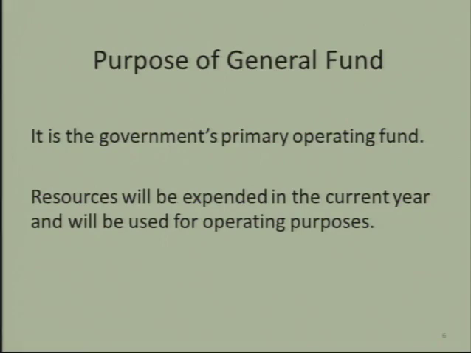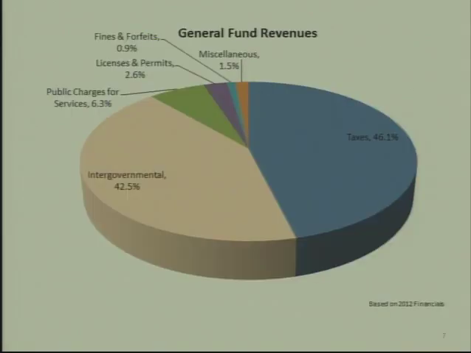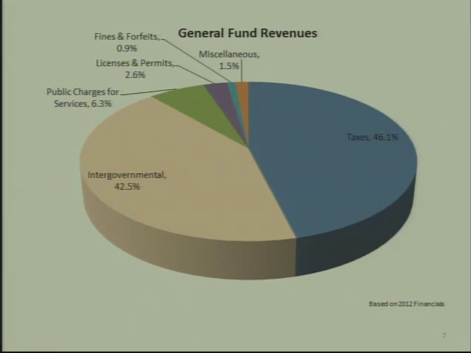The general fund is our primary operating fund, as you all know. Resources we expended in the current year will also be used for operating purposes to run the city. The next slide graphically shows where the revenue comes from for the general fund. As you can see, our tax base from the levy is 46%. Intergovernmental is 42.5%. Public charges for services is 6.3%, licenses and permits, fines and forfeitures, and there's a small percentage of miscellaneous. Jim? On the intergovernmental, is that just state funding? Yes. Okay. So you can see that roughly 89% of our revenue comes from two sources, our local taxes and all the intergovernmental payments that we get.